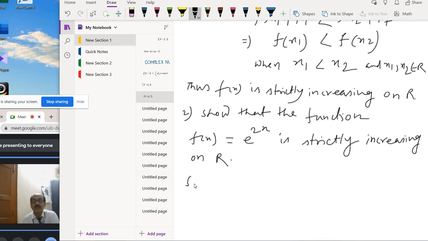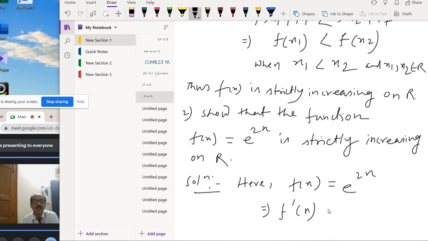So the solution part. Here the function f(x) equal to e to the power 2x. Okay. So find its first derivative. So f dash x equal to the derivative of e to the power 2x, e to the power 2x into the derivative of 2x, which is 2, that means 2 into e to the power 2x.